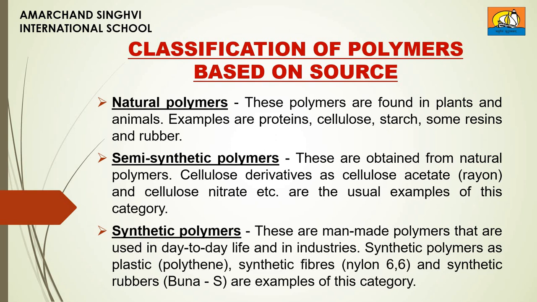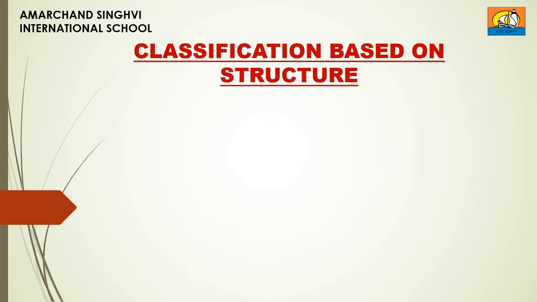Synthetic polymers are the polymers which are man-made. They are used in day-to-day life and in industries. Synthetic polymers are plastics, synthetic fibers like nylon 6,6 and synthetic rubbers like Buna S.